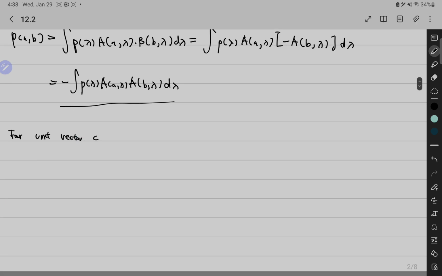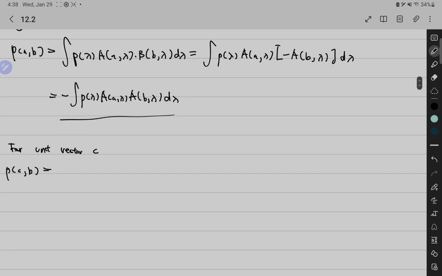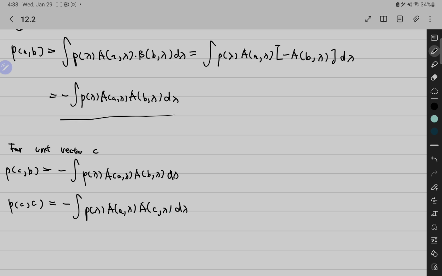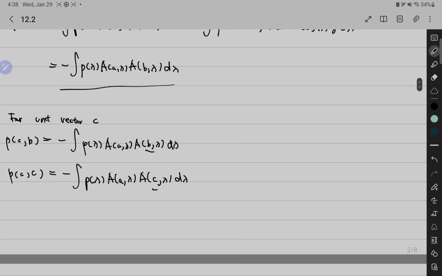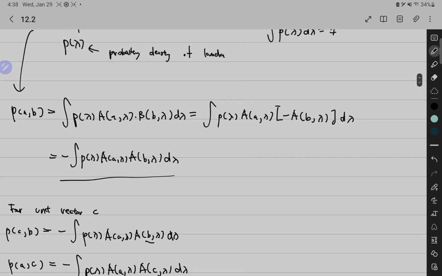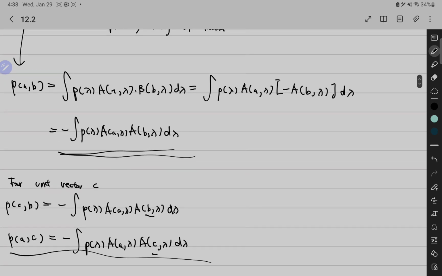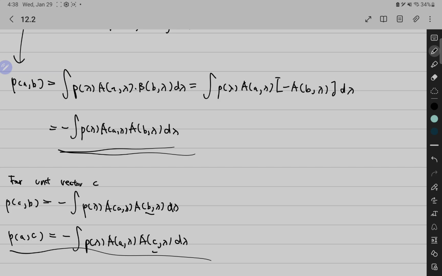For unit vector C, well, if we know PAB is equal to negative integral P lambda A lambda A B lambda D lambda, then our PAC is going to be negative integral P lambda A lambda A C lambda D lambda, right? We're just replacing our B here with the C. So follow the exact logic of how we came up with this, but we're just swapping the B with the C, because the only thing that changes is that we have another unit vector which we define as C.